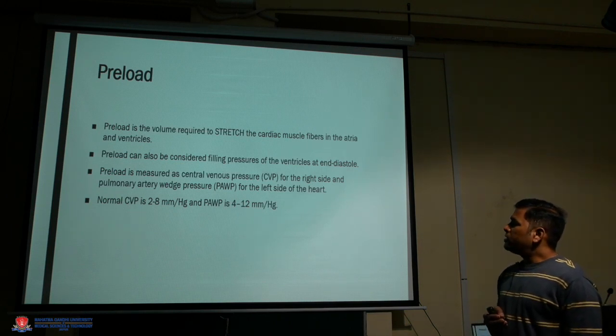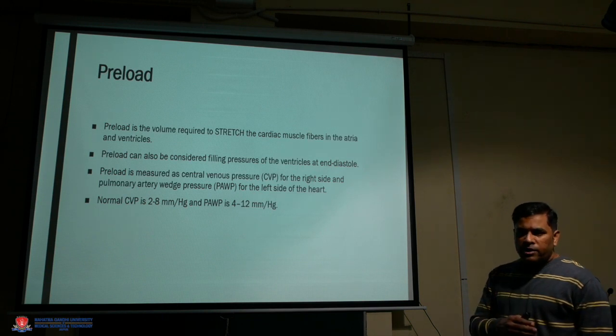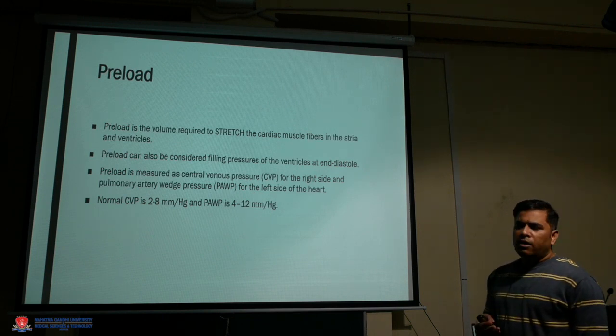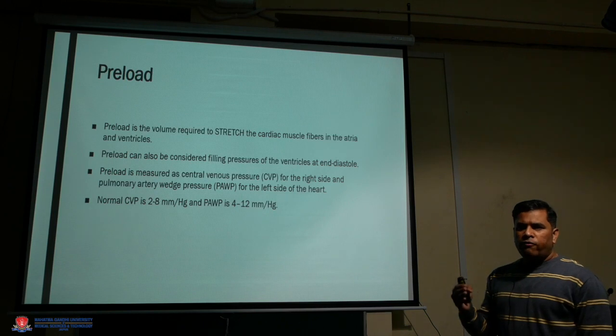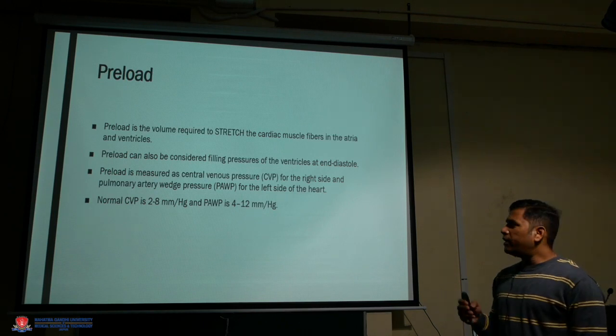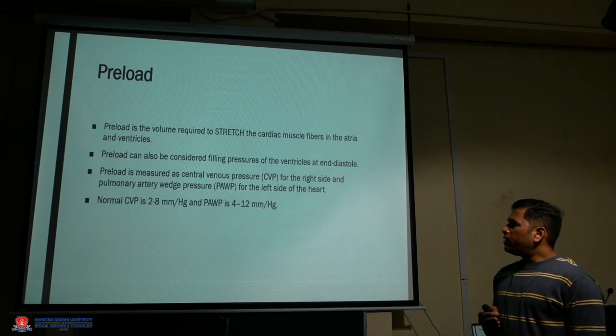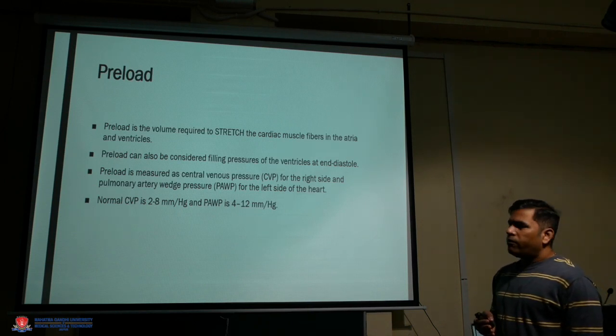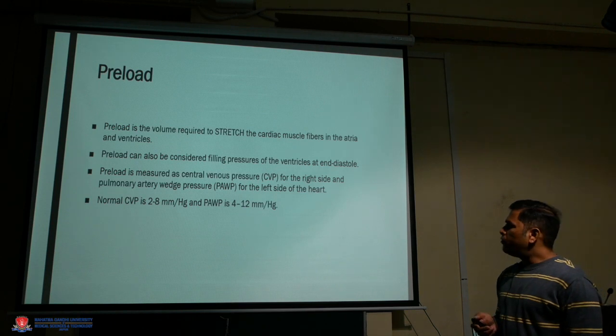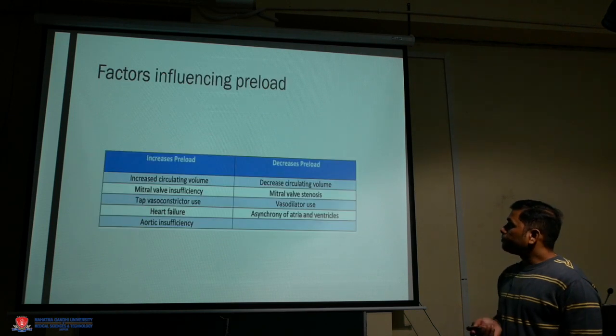Preload is measured as CVP when we are talking about the right side, and for the left side we talk about pulmonary artery wedge pressure. This is known as the preload of the left side. If we talk about CVP, the normal range is 2 to 8 millimeters of mercury, and for pulmonary artery wedge pressure it is 4 to 12 millimeters of mercury.